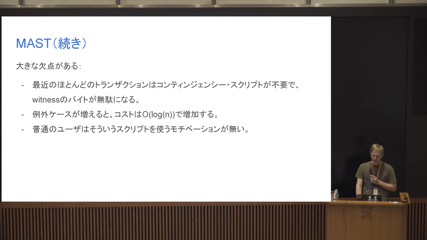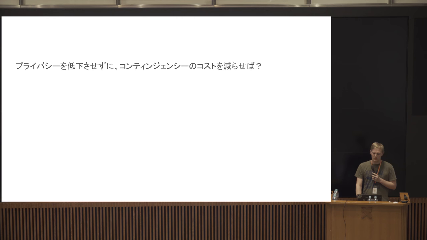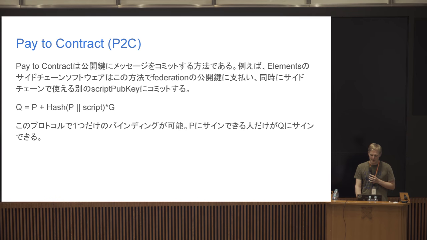Downsides are that most transactions do not have a requirement for this, wasting bytes, and the bytes grow with the size of the tree. And people would not be motivated to adopt such a thing, and that would be, politically speaking, a hard thing to get into Bitcoin as a standalone feature. But one of the key insights was a way of adding these contingencies without increasing cost or reducing privacy.